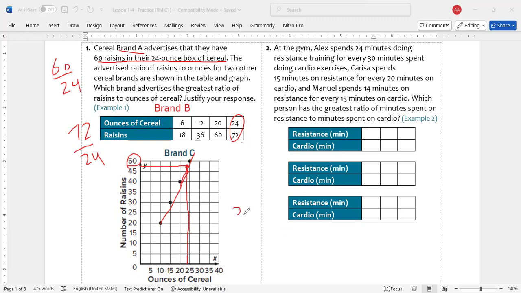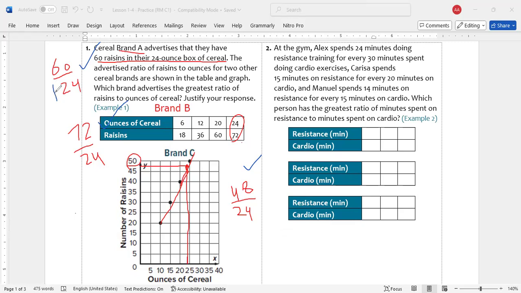So here in brand C, if we have 24 ounces, you must keep the denominator the same. Here it's less than 50. For example, if we say 47 or 48, we are not sure about this number, but it's less than 50. Now we have three ratios for brand A, brand B, and brand C. I'm just going to circle: this is brand A, this is brand B, and this one is brand C from the graph. I have the three ratios, so I can compare them. Which one has the greatest ratio of raisins to ounces?